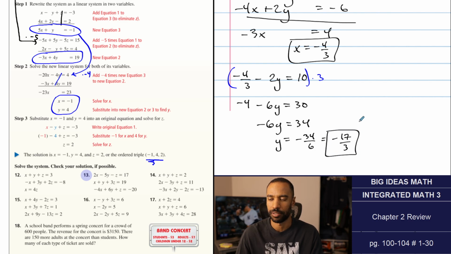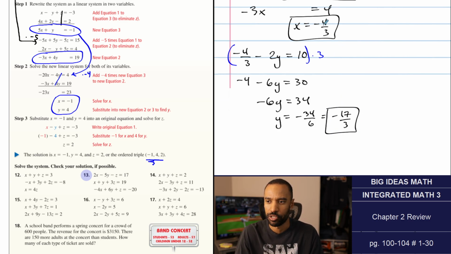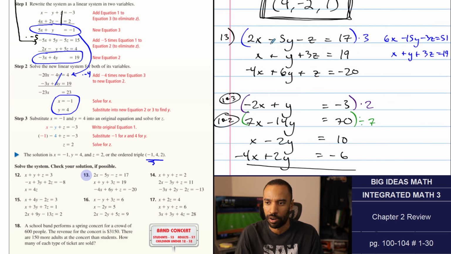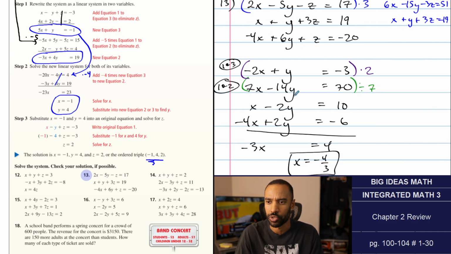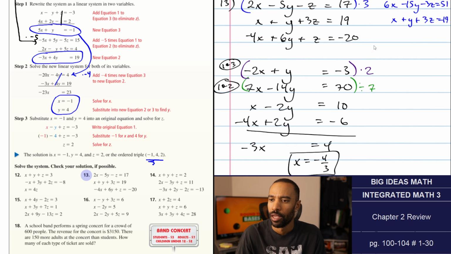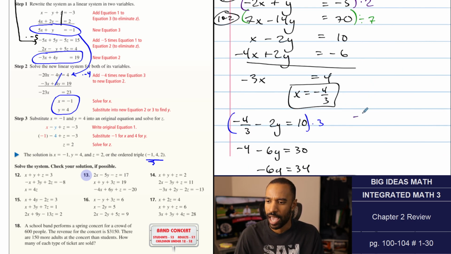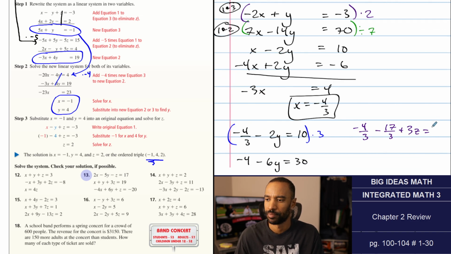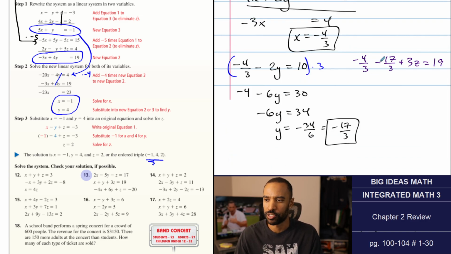Once again, something with the thirds in it. Now z, we have to use the negative 4/3 for x, negative 17/3 for y in one of our equations. How about this one? This x plus y, because those are nice for x and y. So that is x plus y plus 3z equals 19. Now I will multiply by 3, but first I can combine these because they have a common denominator already. So negative 21/3. Oh, look, that'll actually work out.